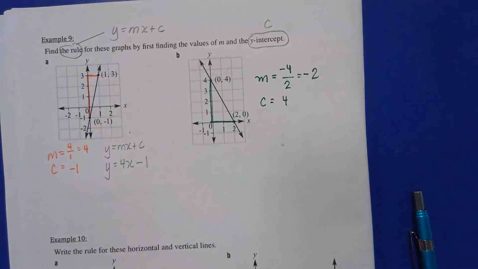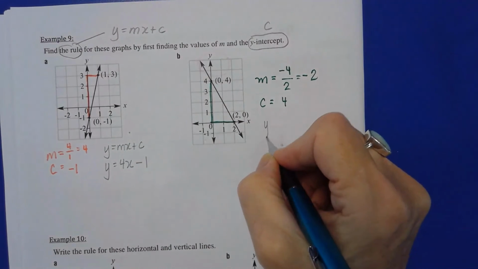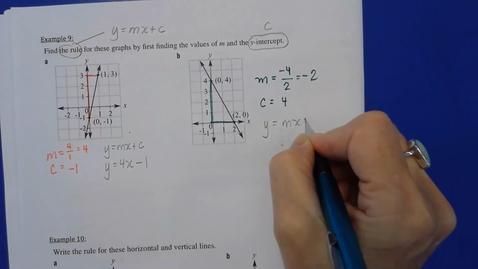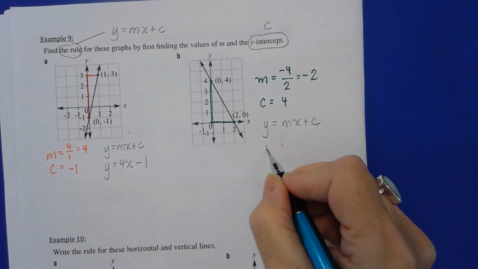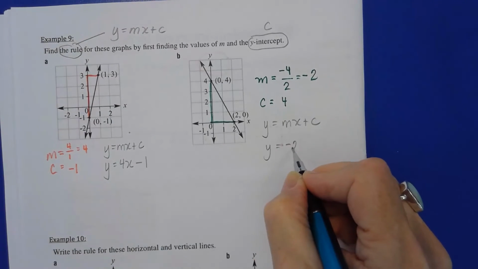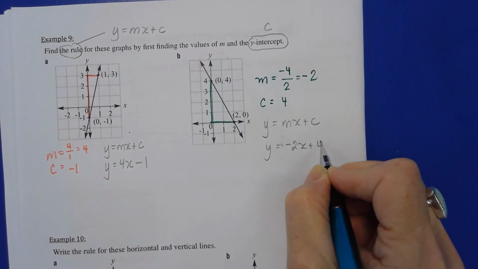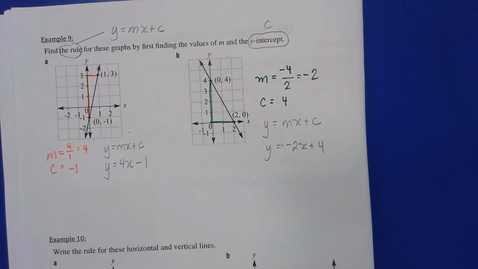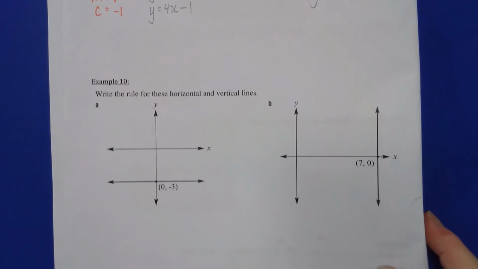Grab my pencil, and I go y equals mx plus c. So it's y equals -2x plus 4. Is that all right? I like it. Good. Now I'm just going to do these two examples quickly.